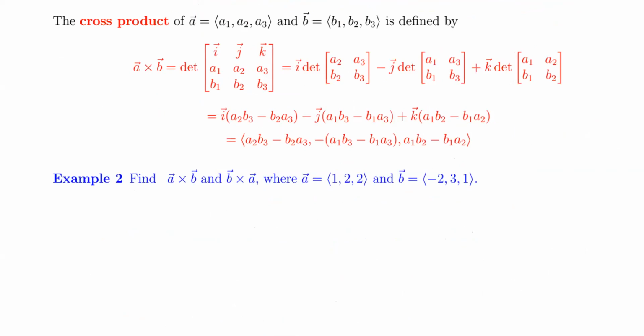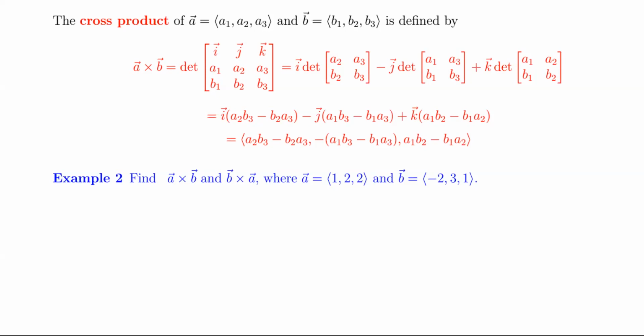So, for the cross product of any three-dimensional vectors, A is the vector A1, A2, A3, and B is the vector B1, B2, B3. For the cross product of those two three-dimensional vectors, we define that cross product to be the determinant of this vector ijk up at the top. Remember, i, j, and k are the standard basis vectors in the x, y, and z direction, respectively.